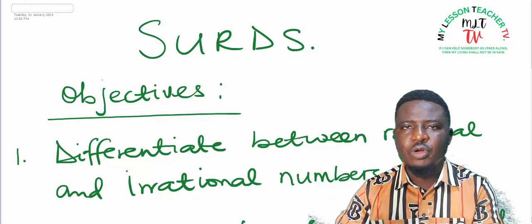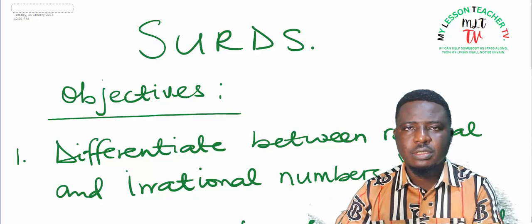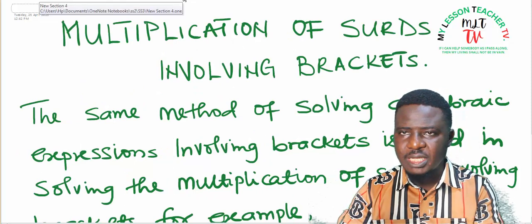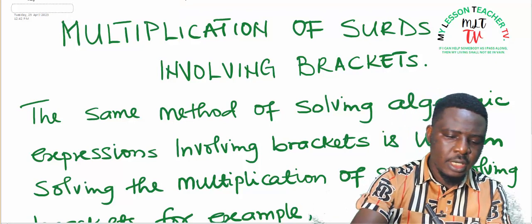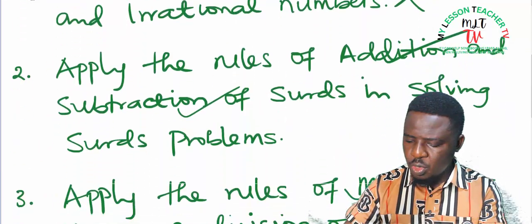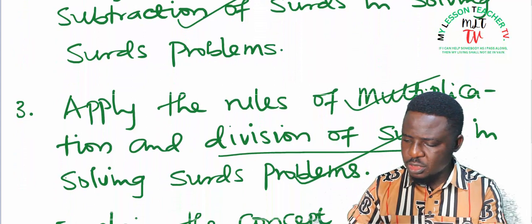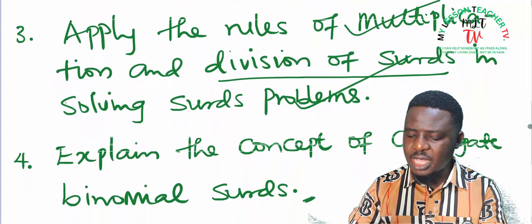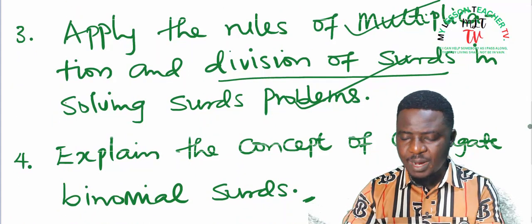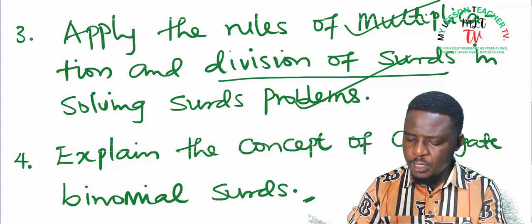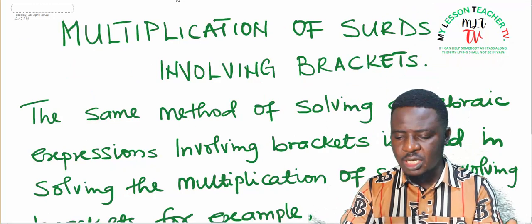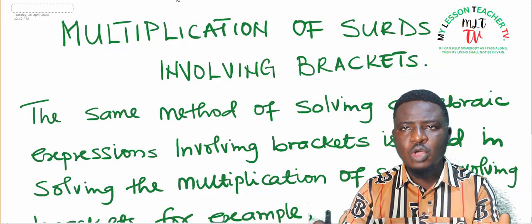Today's class is a continuation of our previous classes on surds. In today's class, we shall be looking at the multiplication of surds involving brackets. At the last class, we were able to look at the division of surds in solving surd problems. In our next class, we shall explain the concept of conjugate binomial surds. But before we go into conjugate binomial surds, we have to look at the multiplication of surds involving brackets, because that is going to help us in conjugate binomial surds.